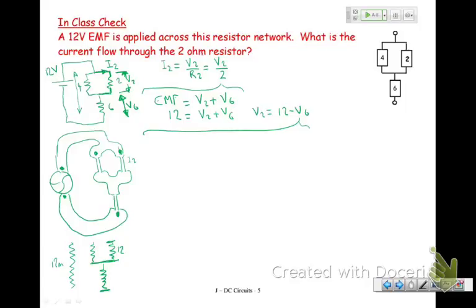Well, let's go back to Ohm's law. The voltage drop across the 6 is equal to the current flow through the 6 times the resistance of the 6, which equals 6 times I6. But I don't know I6. Oh, I6, by the way, is that. I6, yeah?